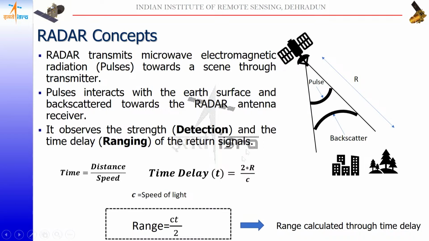So in radar actually it will calculate this time very precisely. So in case of radar or in case of SAR, we are able to get a very precise range. So that's why this radar is called a ranging instrument. Okay.